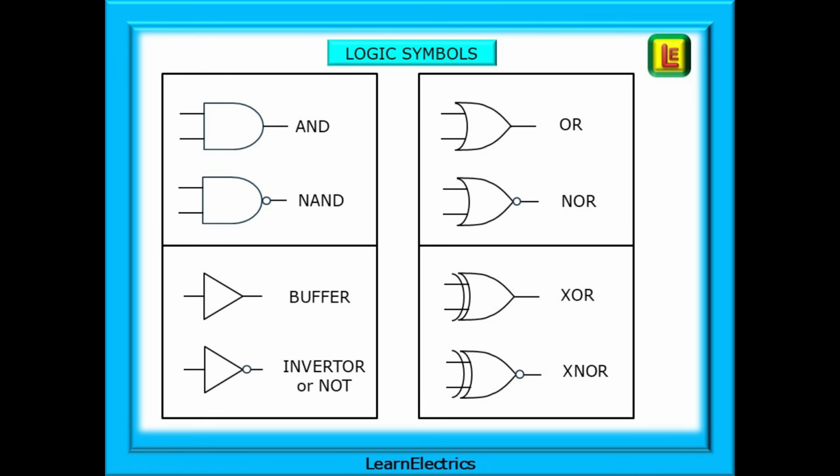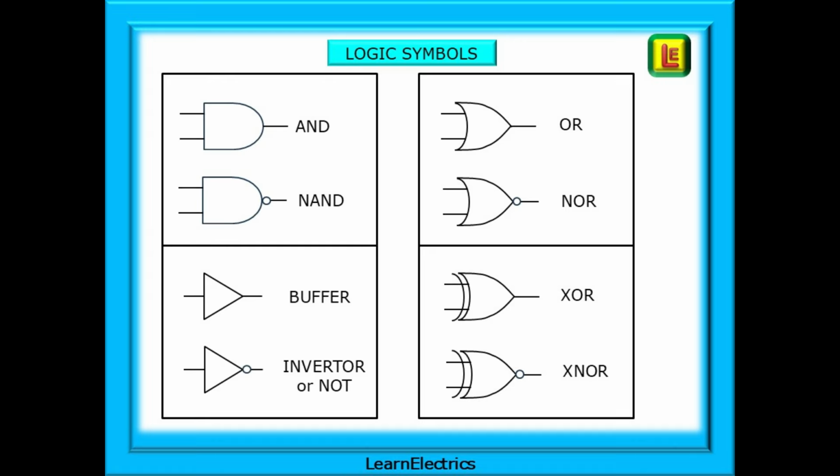The top right box shows the OR gate and the NOT OR gate. Look at the difference to the AND family. The OR has a curved input side and a pointed nose on the output side, with a circle on the NOR gate output. Bottom right is a special kind of OR gate called an XOR or exclusive OR, with its complement the XNOR or exclusive NOT OR gate.